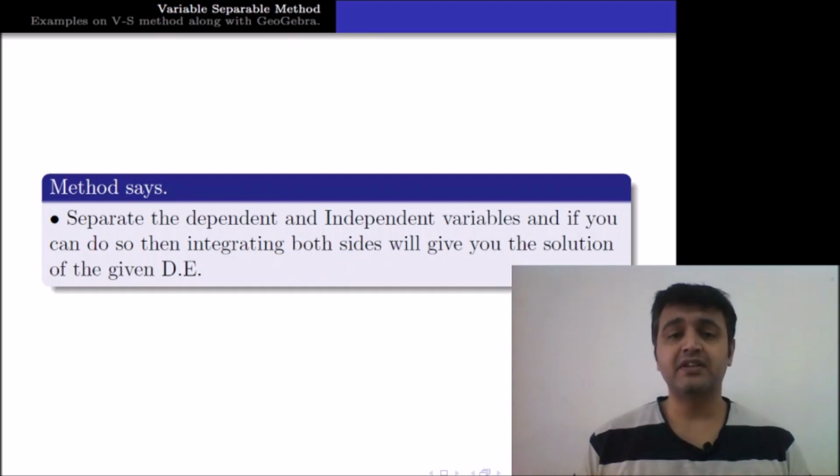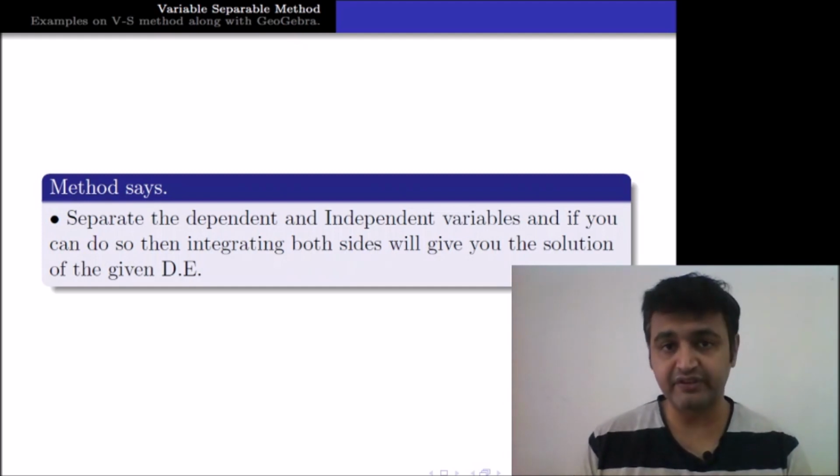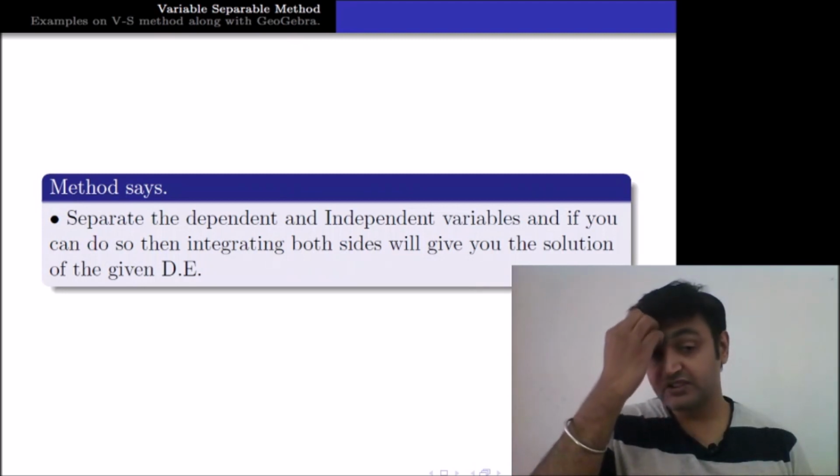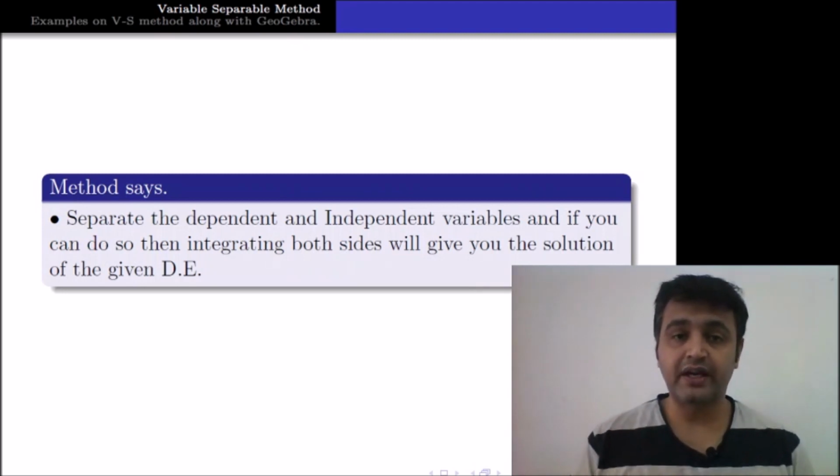This is the first method we always try whenever we have a first order linear differential equation. Linear means degree 1. So whenever you see a first order linear differential equation, the first thing is you try this method. If this doesn't work, in the next lecture I will come up with some more methods.